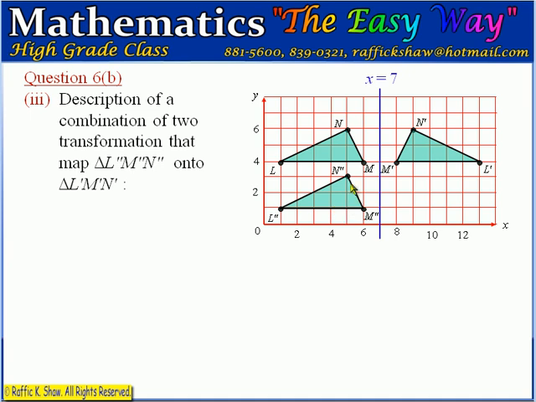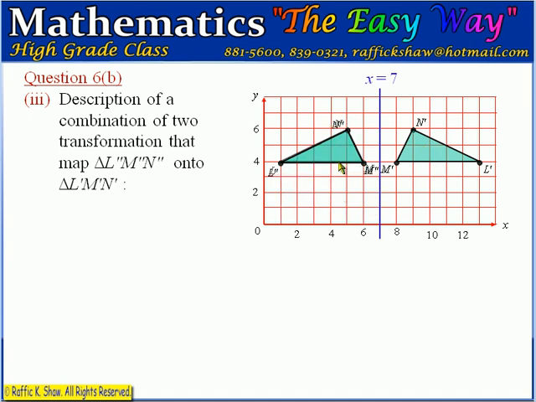Simply, we can take this triangle and move it 3 units upwards back to this triangle and then reflect over the line x equals 7. That's one way: a translation 3 units upwards followed by a reflection in the line x equals 7. That will map this triangle onto this triangle. Or we could do the reflection first and reflect this triangle over the line onto here, and then do a translation 3 units upwards to here.